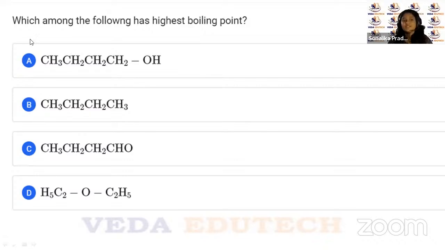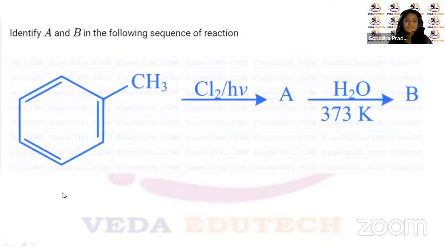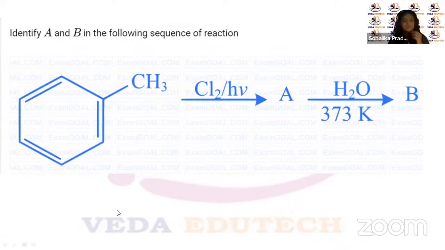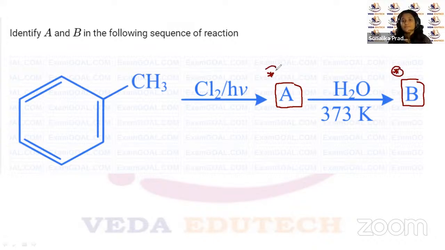Moving on to the next question, children. Try, everyone. I hope you all would have read the question. Let us see what's being asked here. It is telling us to find out what this A is and what this B is. What are A and B? You have to find out.